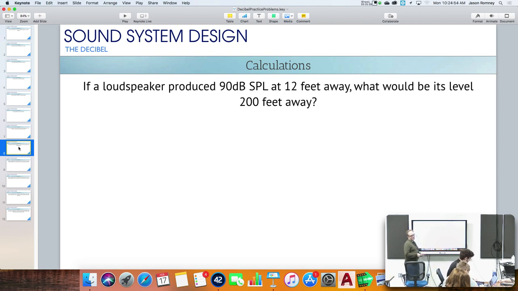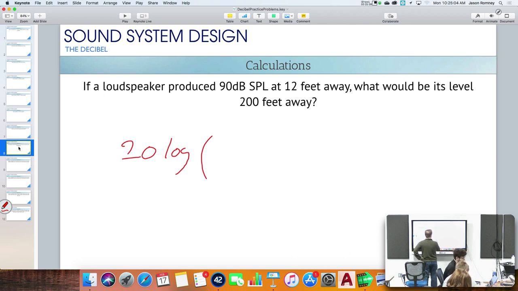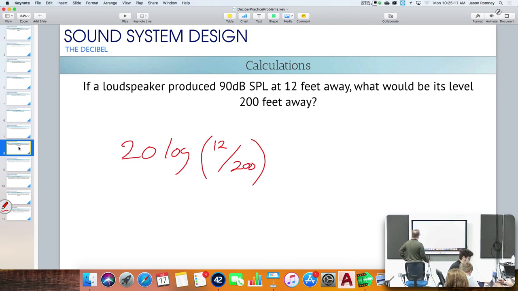dB equals 20 log of distance start over distance end. So I'm starting at 12 feet away. I want to end up at 200 feet away. Am I going to get a positive number or a negative number out of that? So I'm going to do that, and then I'm going to add that to the 90 dB SPL that I already have. That's basically the math I'm going to do.